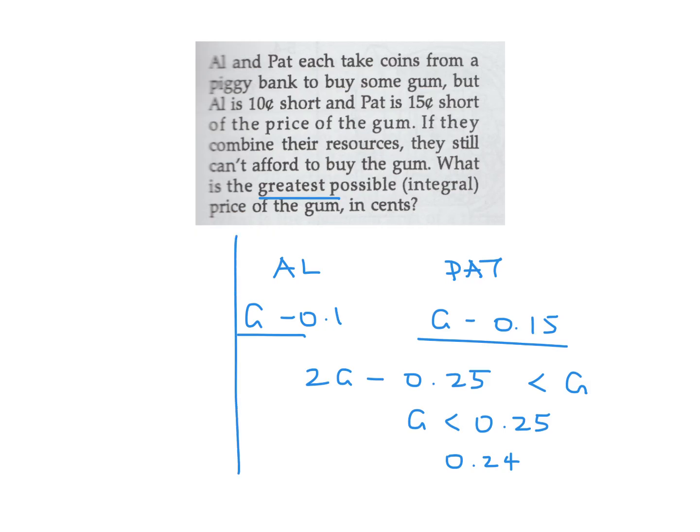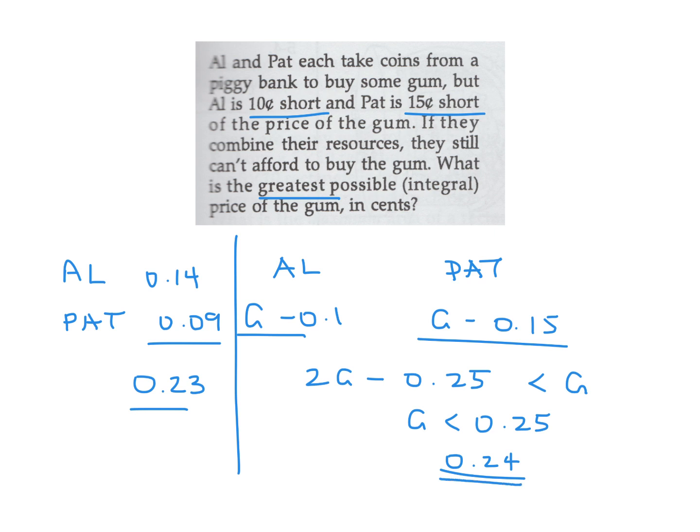So I'd like to see what kind of scenario I could get here. Let's say Al had 14 cents and Pat had 9 cents. So is Al 10 cents short of the 24? Yes, exactly 10 cents short. Is Pat 15 cents short? Yes. And when you combine them, it becomes 0.23, and that is also less than the 24 cents. So it all works out.